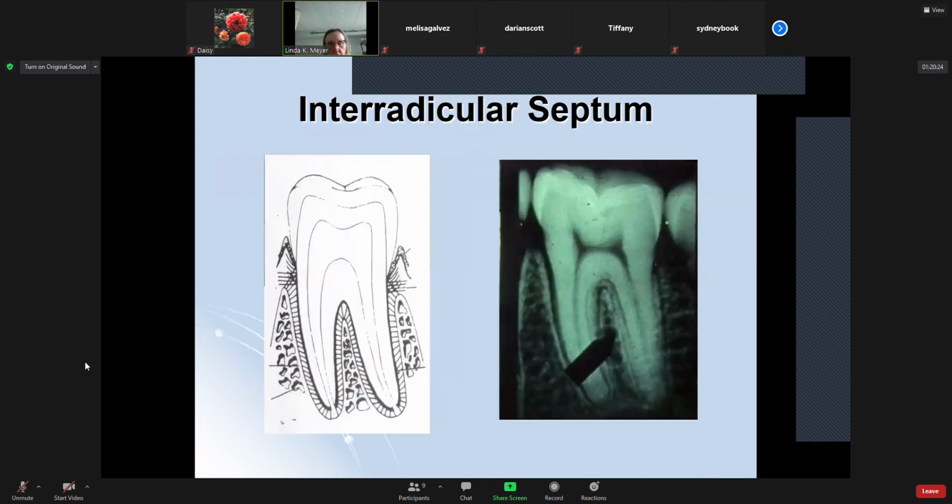Okay, so what about on an X-ray? You can see the arrow is pointing here to that interradicular septum area on this molar. And you can see the spongy bone. And then forming the mesial boundary is the alveolar bone proper. We can see that lamina dura on the X-ray.